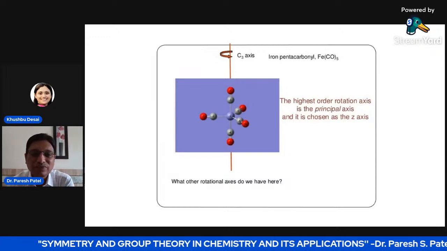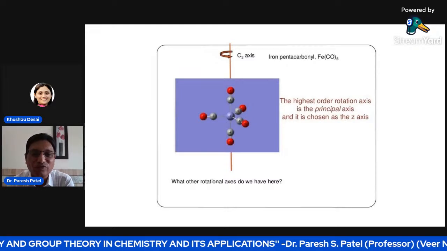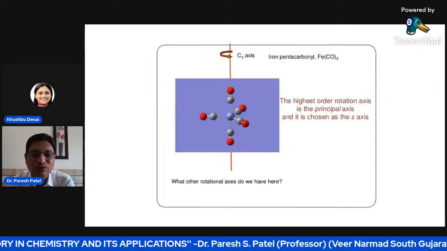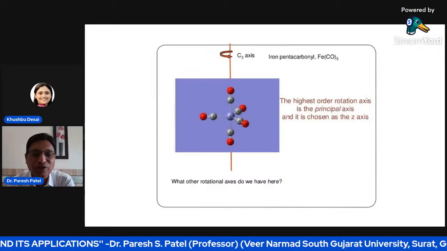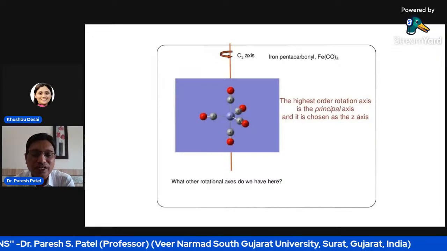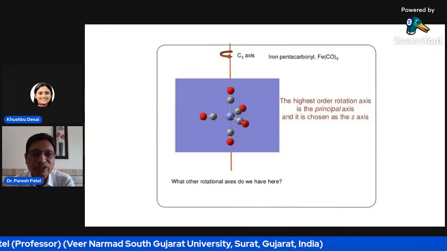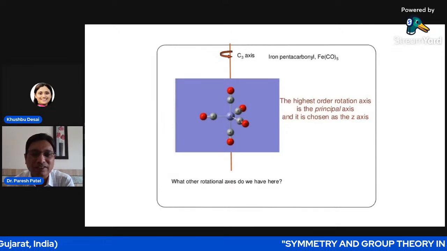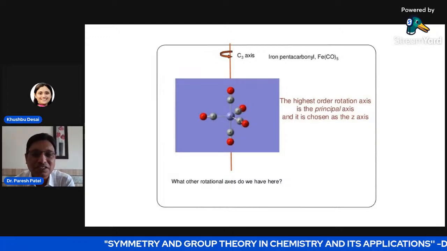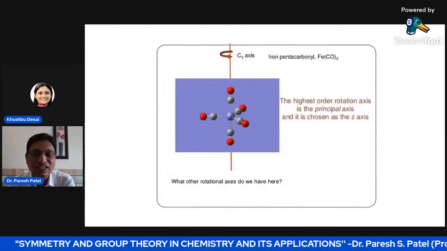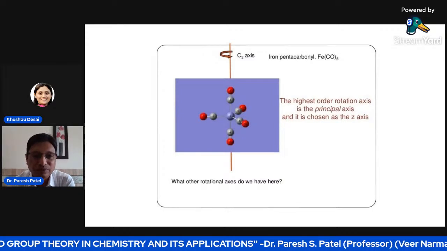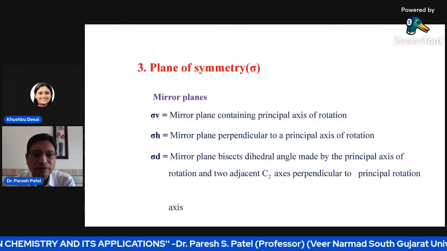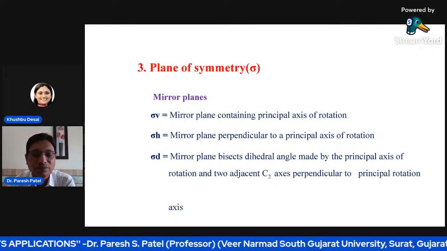Why? In the case of the PF5 molecule, if we rotate this molecule around 180° to get the equivalent orientation position. So in the case of Fe(CO)5, the main principal axis is C3 and three C2s are perpendicular to the main principal axis. So the symmetry elements can be represented as C3+, C3-, and C3 is perpendicular to three C2s. Next one.